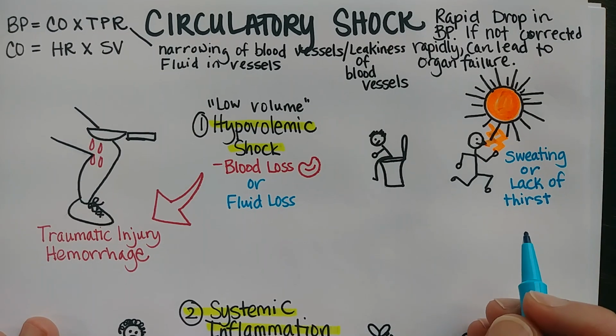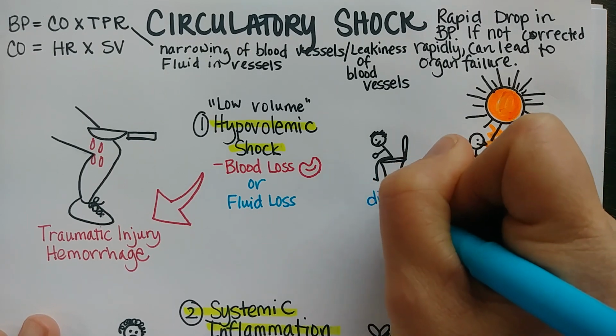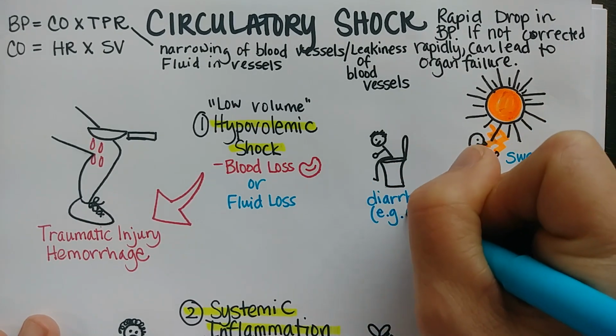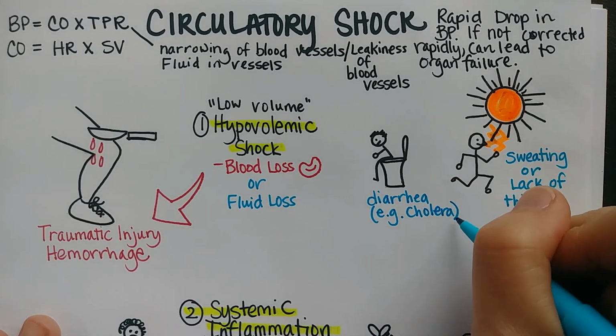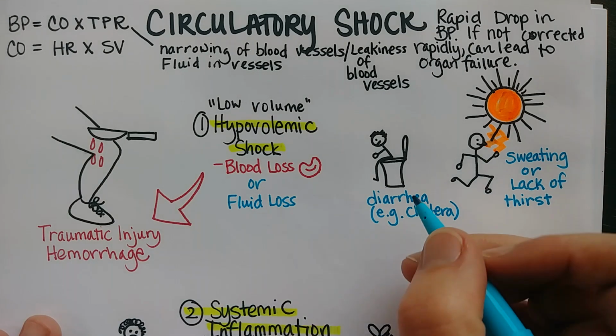Okay, well, another would be diarrhea. And this would be severe diarrhea I'm talking about. For example, a disease like cholera that is so much watery diarrhea that someone could die in a couple of days and go into hypovolemic shock from that.